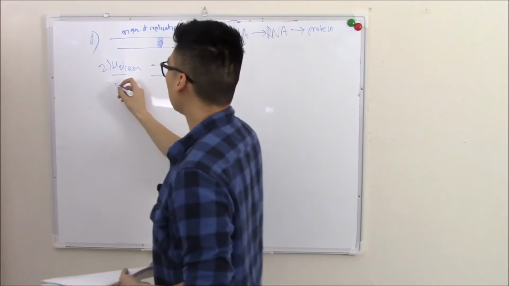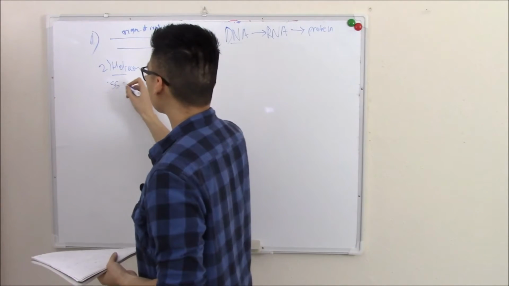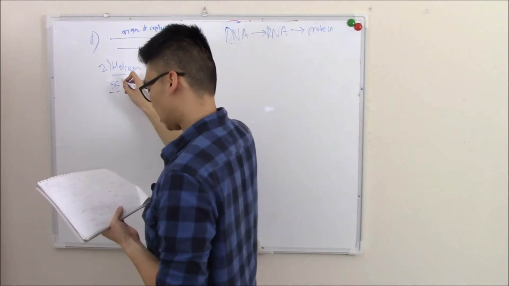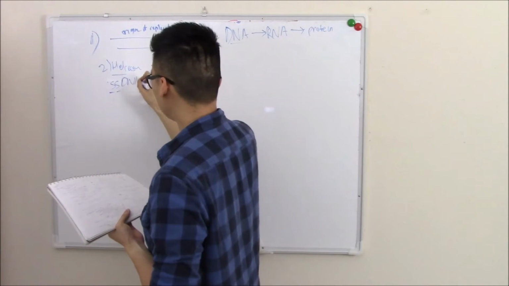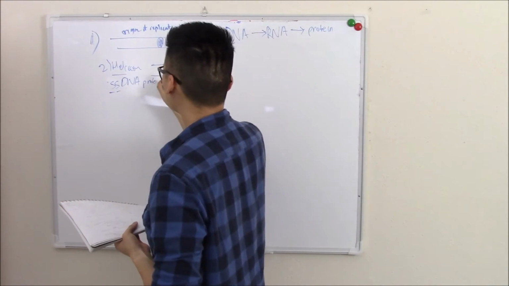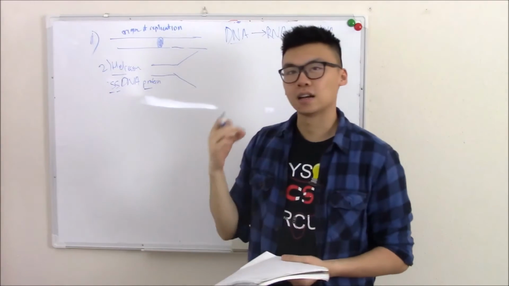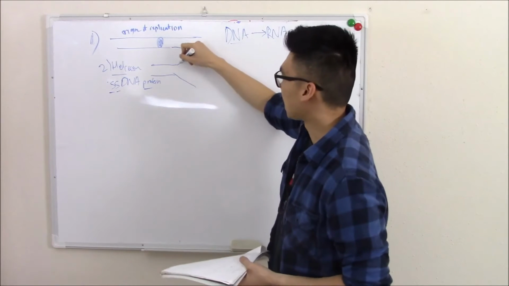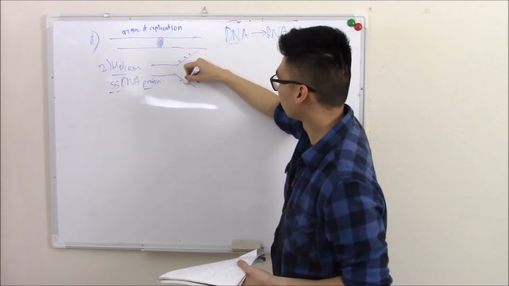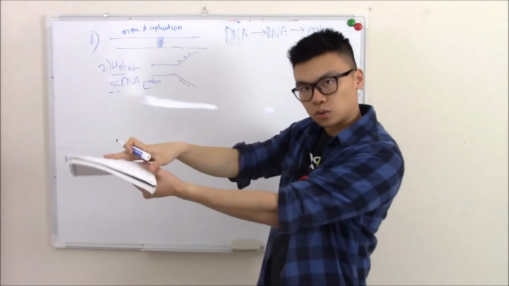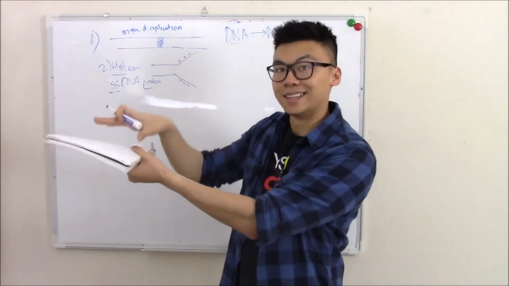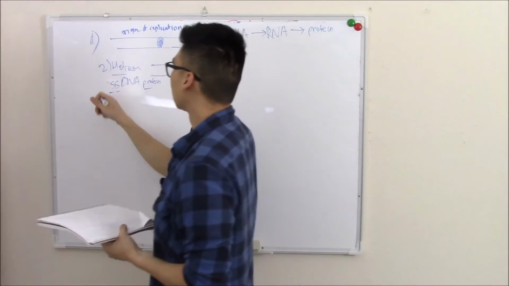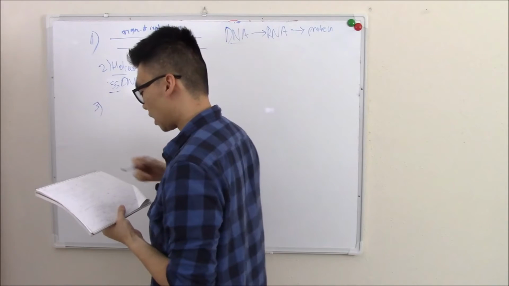We don't want that, so we have something called single strand DNA proteins. These are proteins that have a high affinity for single strands. So they attach on and make sure it doesn't reattach or anneal. That's your second step.